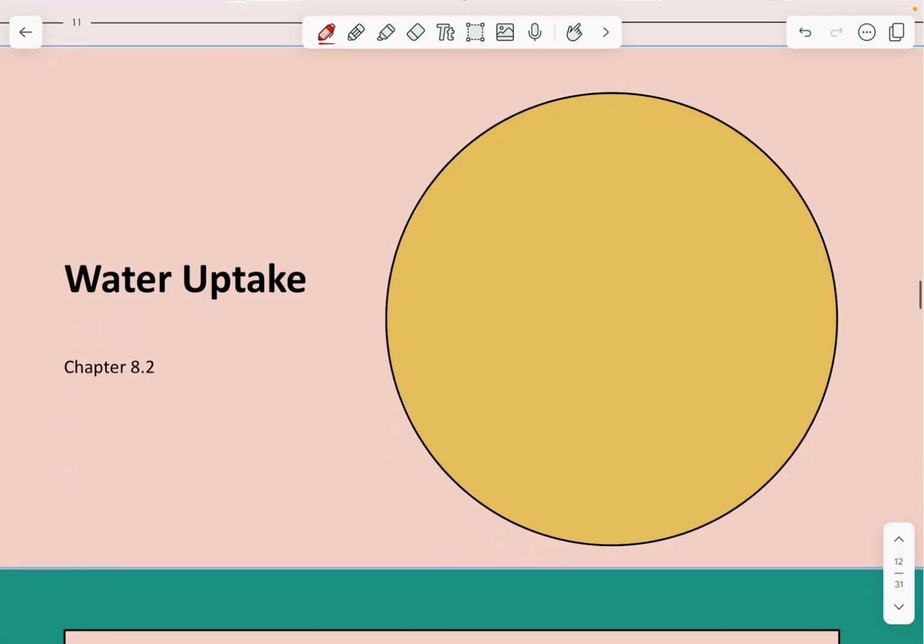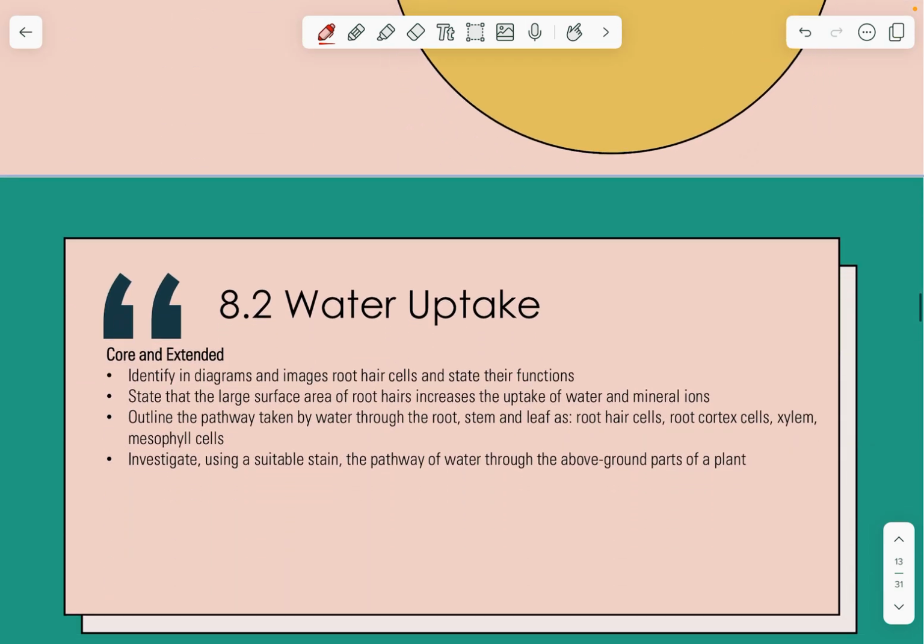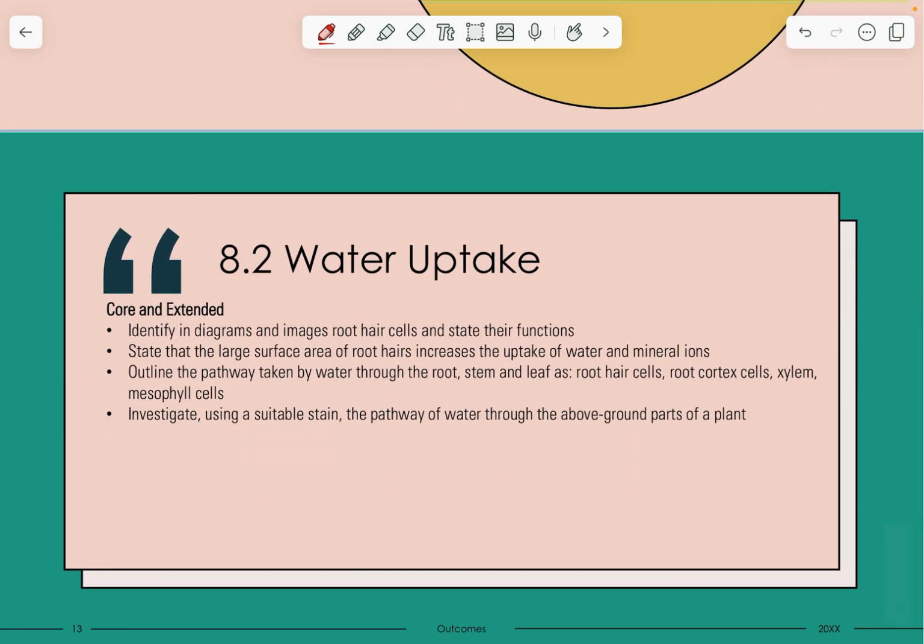Next, we'll go to water uptake with chapter 8.2. This is the learning outcomes. We talk about more root hair cells and then the process of how water is being uptake from the soil to the different cells in the plants.